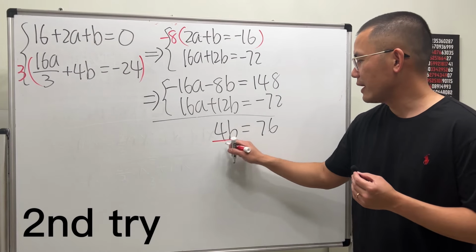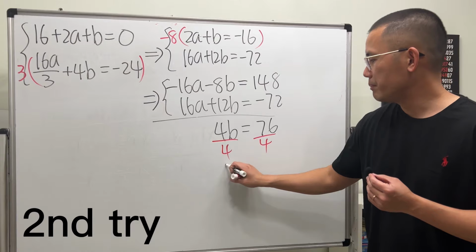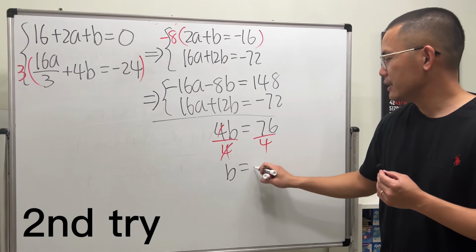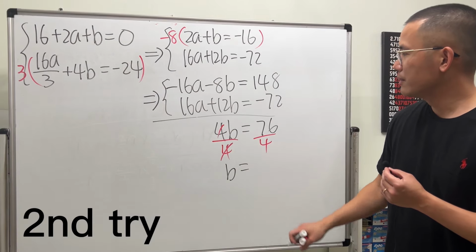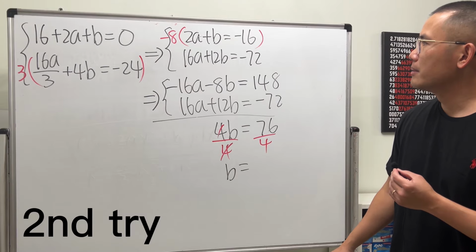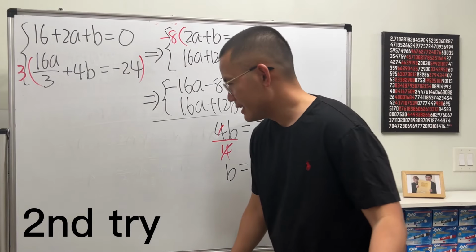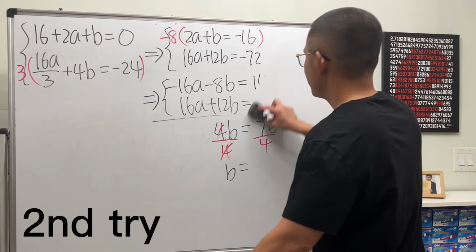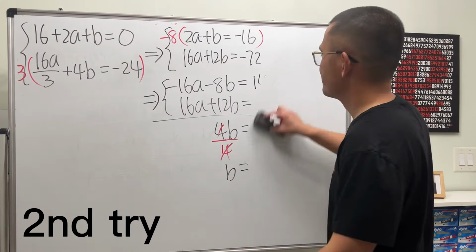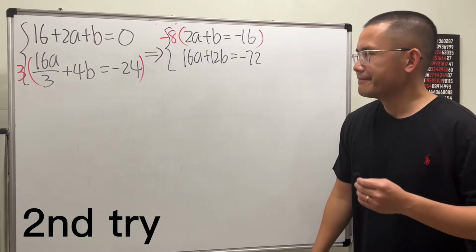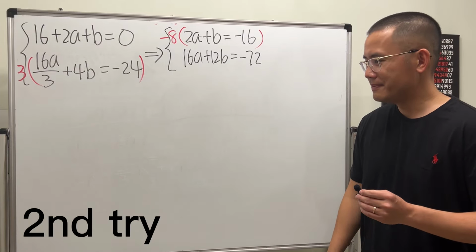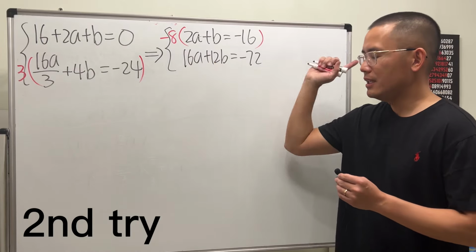And then of course, divide both sides by 4. We get b equals 128.